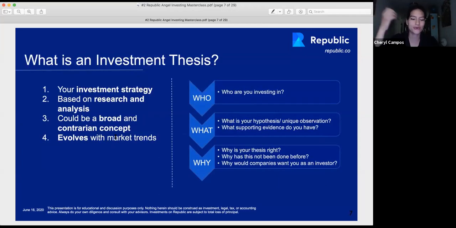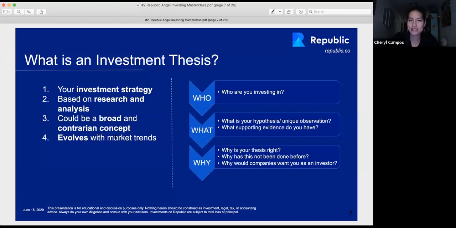So for those of you who don't know what an investment thesis is, it essentially is your guiding light, your North Star, essentially your investment strategy. It really just depends on what research you have done and the analysis that only you could have built off of that research. It could be a broad and contrarian concept. Let me take an example: just solely investing in underrepresented founders at one point was very controversial. And it was like, is that really a winning concept?